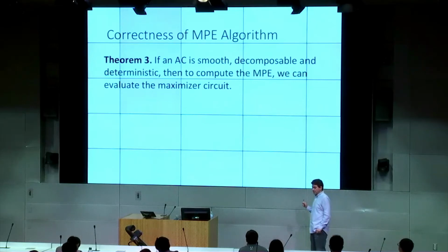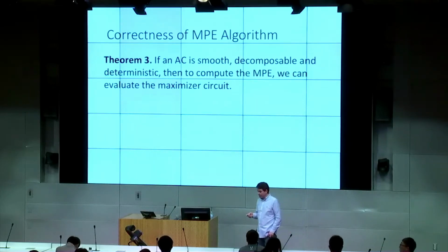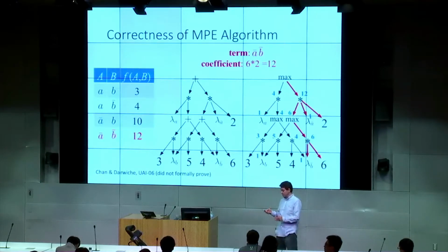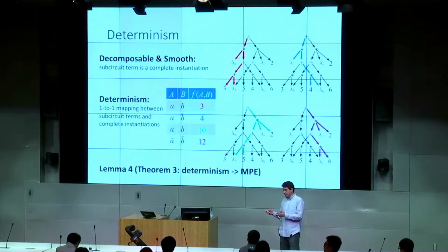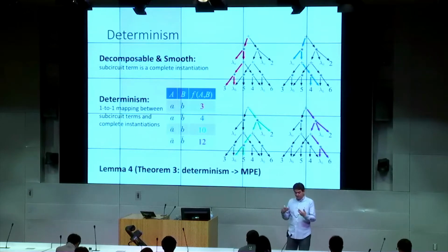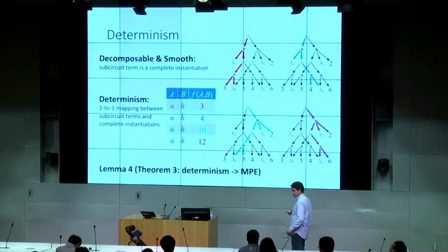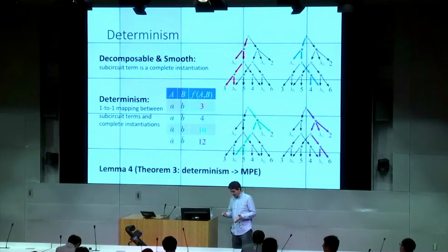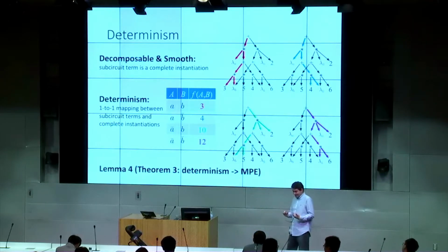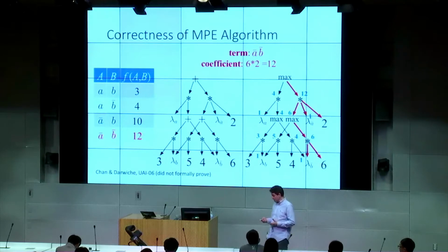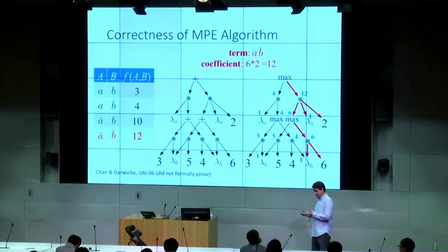Okay, so where we ended up is discussing the semantics of determinism. And if you remember, what we basically found out is that under determinism, there would be a one-to-one mapping between the rows of the factor, or the complete instantiations of our variables, and the subcircuits. And we saw how this makes it clear why the algorithm from 2006 for MPE that we talked about works in this particular case, and why it may break when you don't have determinism.